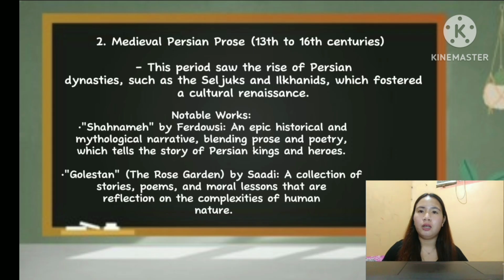Next, we have the Gulistan or the Rose Garden, written by Saadi, a collection of stories, poems, and moral lessons that are a reflection on the complexity of human nature.